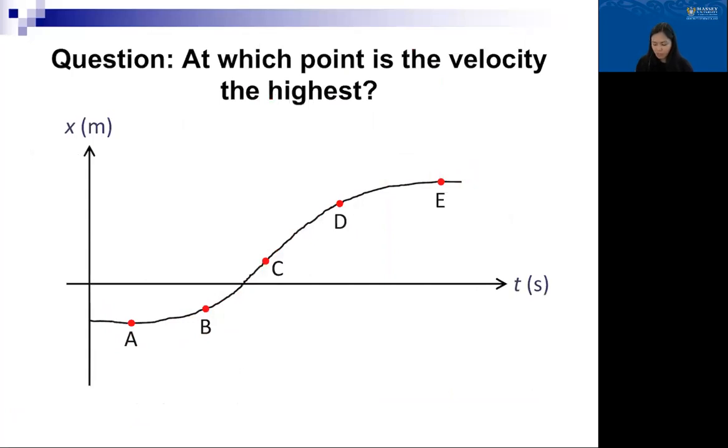Right, good. I'm seeing some correct answers in the chat box. Okay, so in position A, the tangent line is sort of horizontal, so you can say the velocity is 0. The position's not changing. In B, you have this tangent line with that slope, right? C, D, and E. So by drawing the tangent lines at each point, you can see that the tangent line is steepest at position C, and therefore that will give you the highest velocity, right? Good.